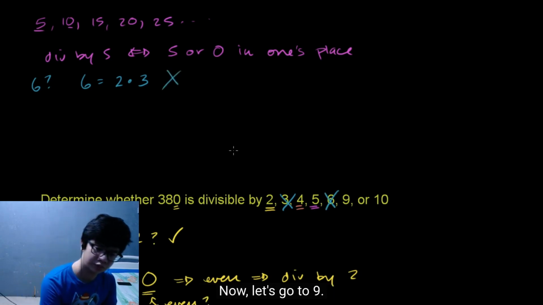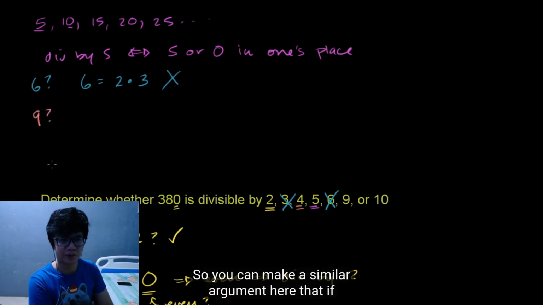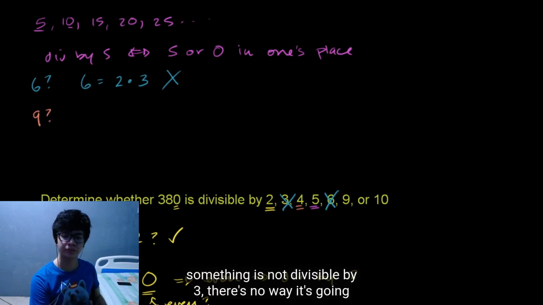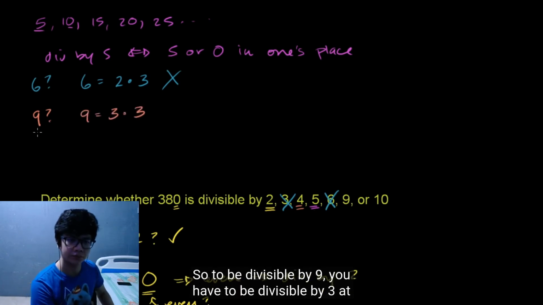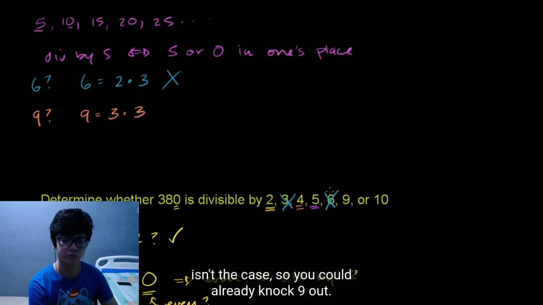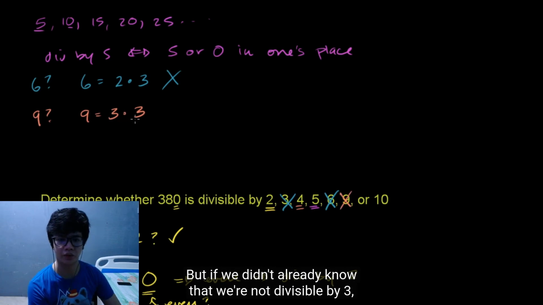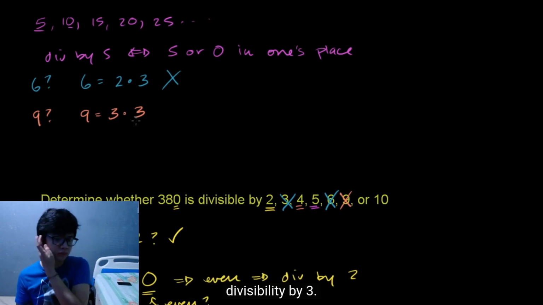Now let's go to 9. So divisibility by 9. You can make a similar argument here that if something is not divisible by 3, there's no way it's going to be divisible by 9, because 9 is equal to 3 times 3. So to be divisible by 9, you have to be divisible by 3 at least twice. At least two 3s have to go into your number. And this isn't the case. So you could already knock 9 out. But if we didn't already know that we're not divisible by 3, the other way to do it is a very similar way to figure out divisibility by 3.